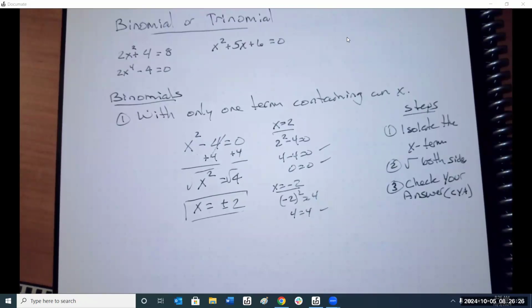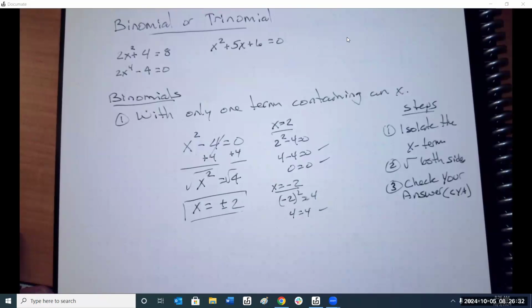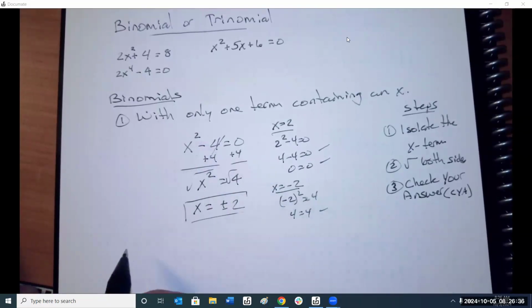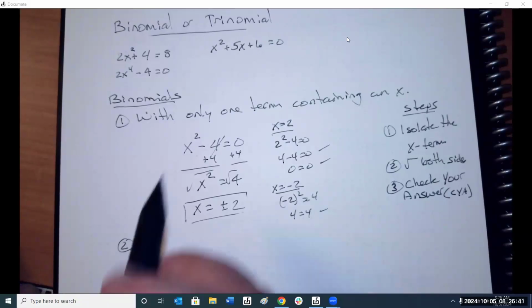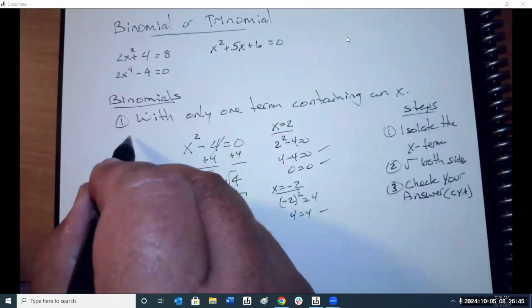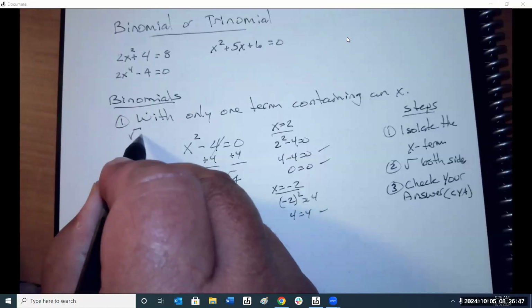So that's the first one we're looking at, binomials with only one term having an x. But these are still quadratic because they have an x squared. So if it only has one term containing x, we use the square root method.